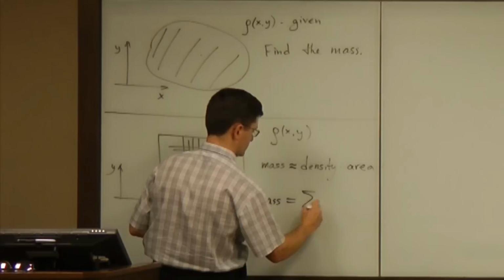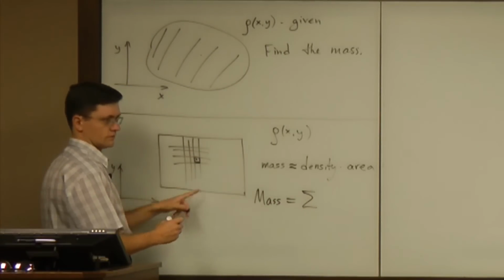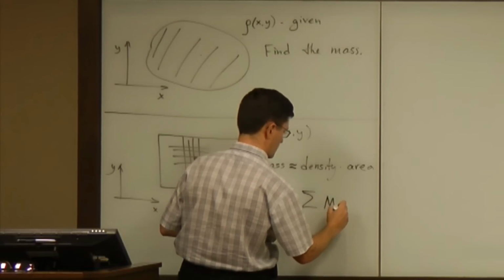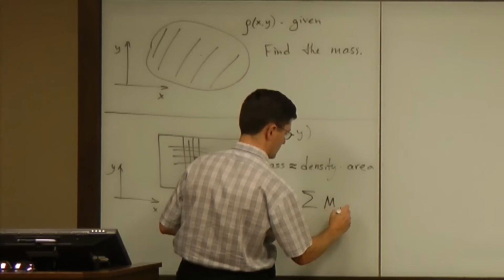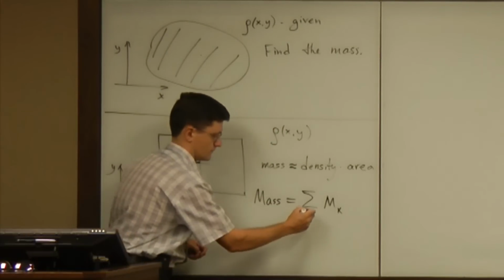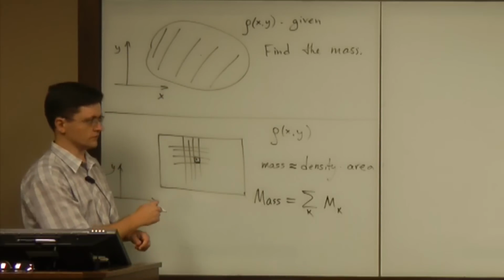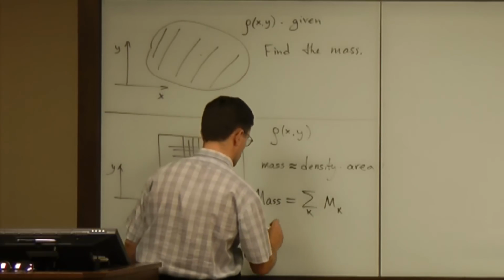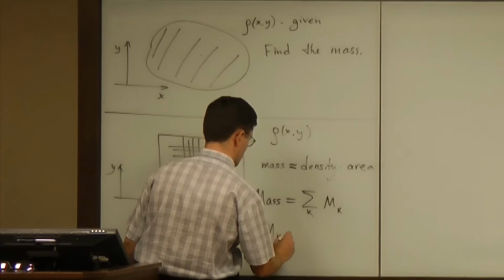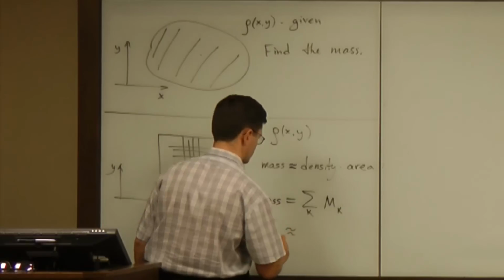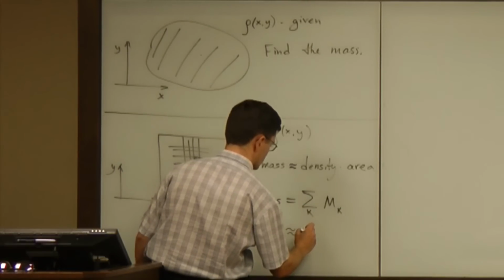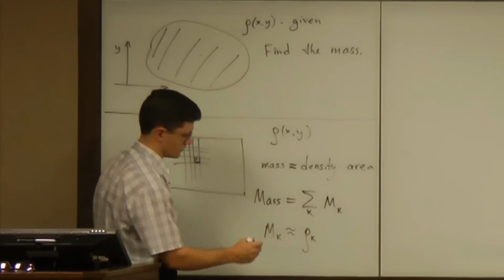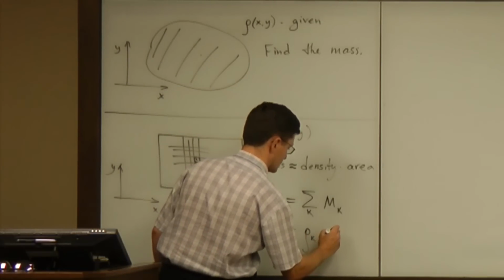is the sum of masses of all those pieces, and using index k, the summation will run over all k's, and then for each of those pieces m_k is approximately the density at that piece, rho_k, multiplied by the area of the piece.